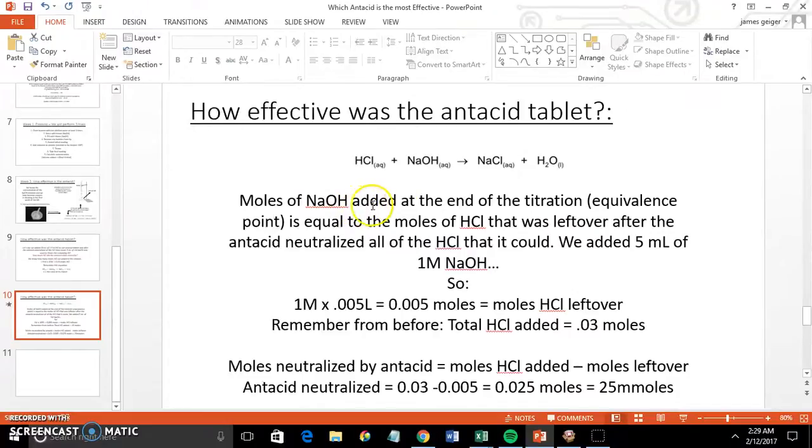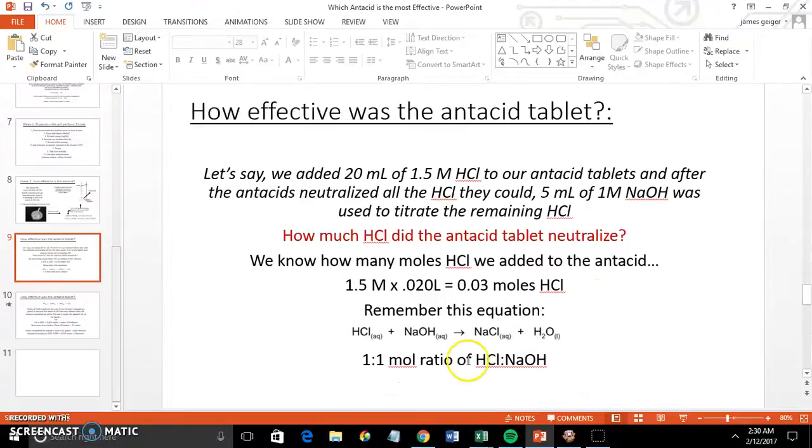It means that the moles of NaOH added at the end of the titration, at that equivalence point, is equal to the moles of hydrochloric acid that was left over after the antacid neutralized all of the hydrochloric acid that it could. So we added 5 milliliters of 1 molar NaOH. So 1 molar times 0.005 liters equals 0.005 moles, which equals your moles of leftover HCl.